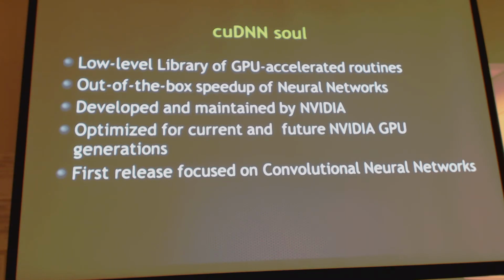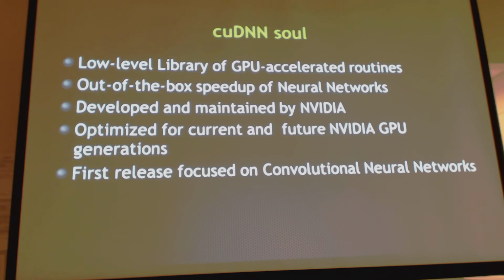The idea is to be easily usable and easily integrated into all kinds of deep neural network frameworks. We develop and maintain it, and it is optimized for the current generation and will remain optimized for the future. That's the big advantage of this library, which is that the people who develop the frameworks for neural networks don't have to sit there optimizing their kernel for every new generation of hardware that comes up. That's taken care of under the hood in this library.